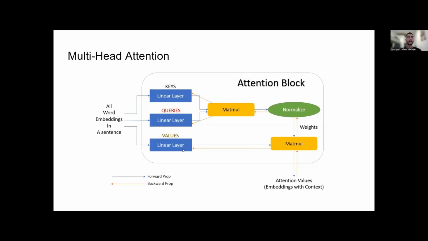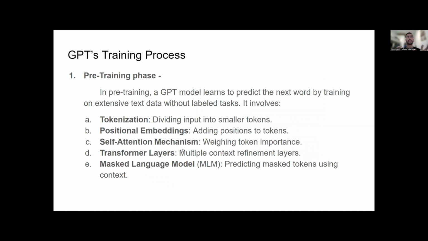So now let's look at how the training process is actually performed for training a GPT. There are 2 phases for the GPT training process. First is the pre-training phase, which we are going to look at now. In the pre-training phase, a GPT model learns to predict the next word by training on extensive text data without labeled tasks. It involves a few key steps.